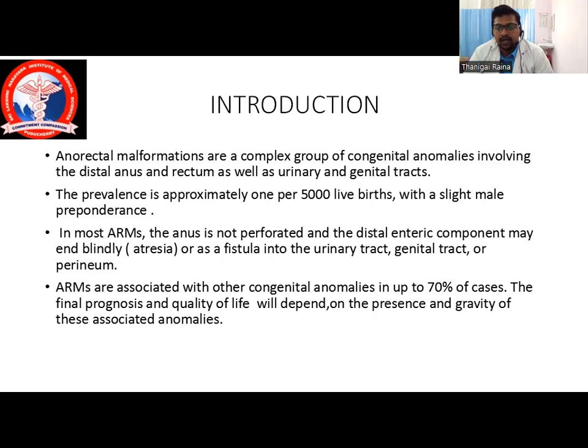ARMs are associated with other congenital anomalies in up to 70% of the patients. The final prognosis and quality of life will depend on the presence and gravity of the associated anomalies. So the introduction sums up that it is slightly predominant in male babies, and associated congenital anomalies will be present. So that will decide the prognosis of the baby.